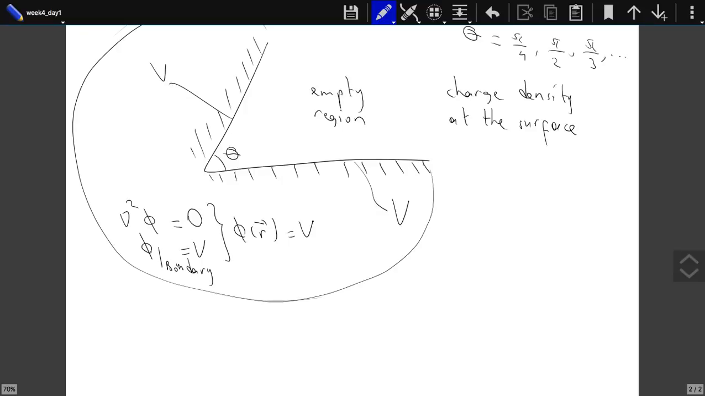If we had, for example, one of the plates at the potential V and the other plate at some different potential, then this won't satisfy the boundary conditions. So we would obtain some electric field in that region. We are talking about points very close to the origin, very close to the point where they intersect.